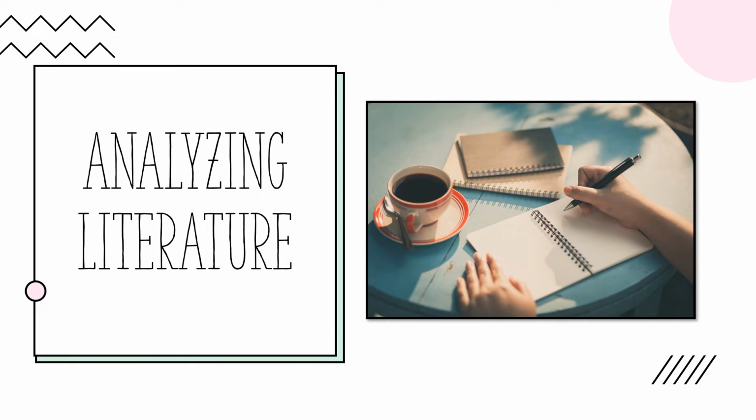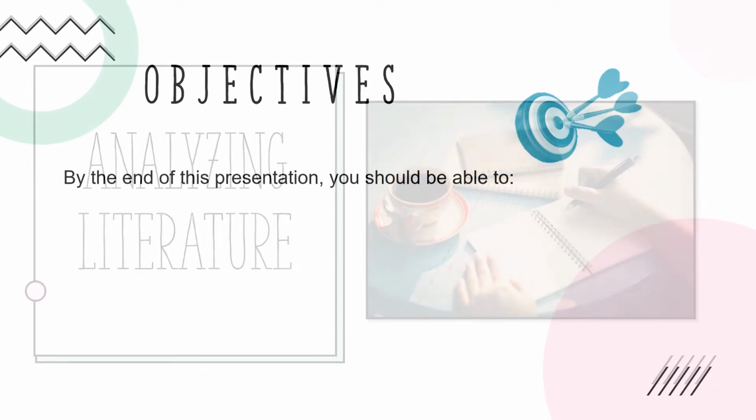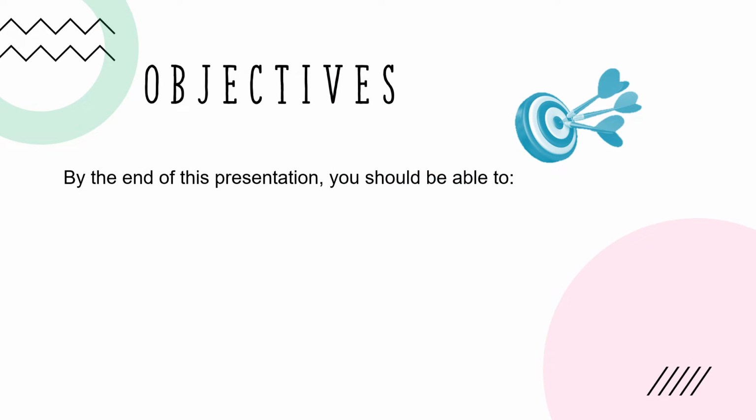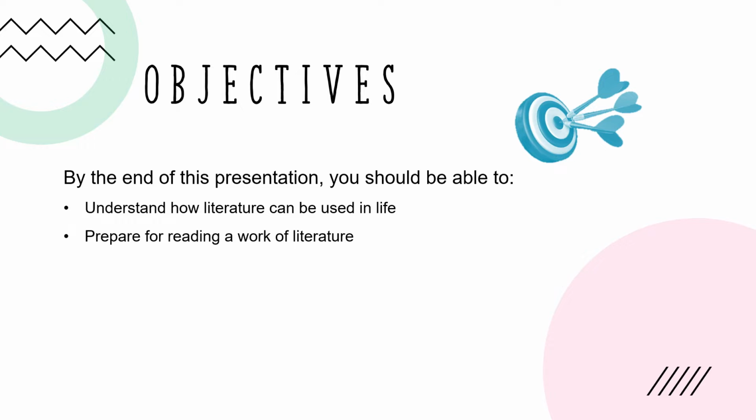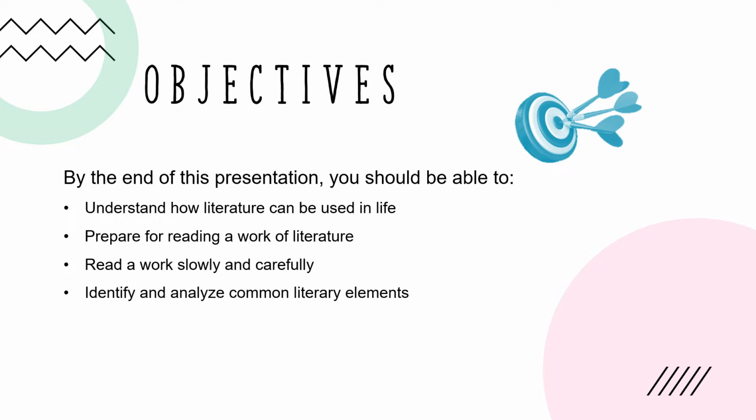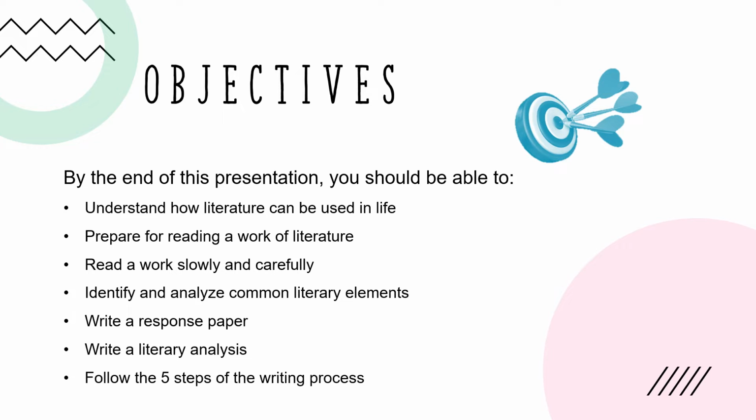In this presentation, we'll talk about analyzing literature. By the end of this presentation, you should be able to understand how literature can be used in life, prepare for reading a work of literature, read a work slowly and carefully, identify and analyze common literary elements, write a response paper, write a literary analysis, and follow the 5 steps of the writing process.